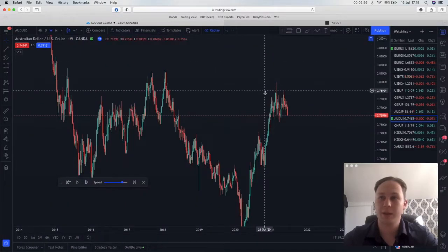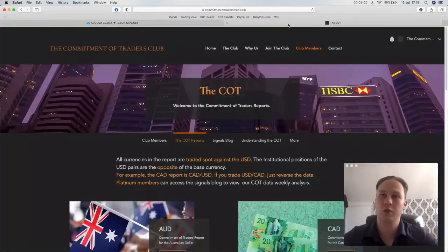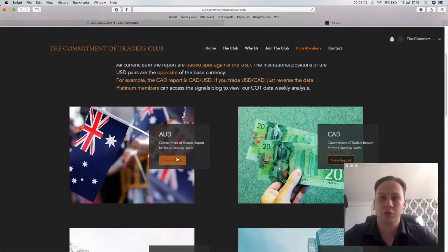We're obviously backtesting currently, so we are looking at the 21st of June. We go on Australian dollar. Again, it's all traded spot against the USD, so we are trading Aussie dollar USD, and this is the Aussie dollar USD report.